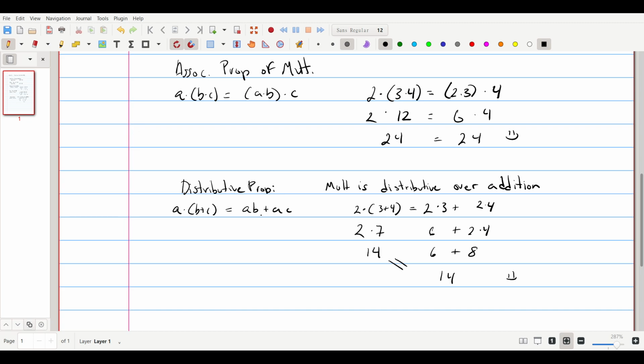You may think of the acronym FOIL. Typically this is used when multiplying two binomials, but it's pretty much the same property. You just have to make sure that everything multiplies against everything that's in the second binomial: first, outer, inner, last.